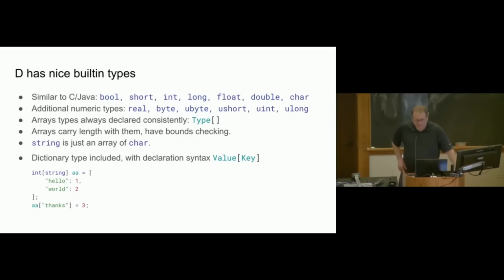There's a dictionary type included. We call it associative arrays. You declare it with a value key syntax like that, and you can see an example of how that's used there.